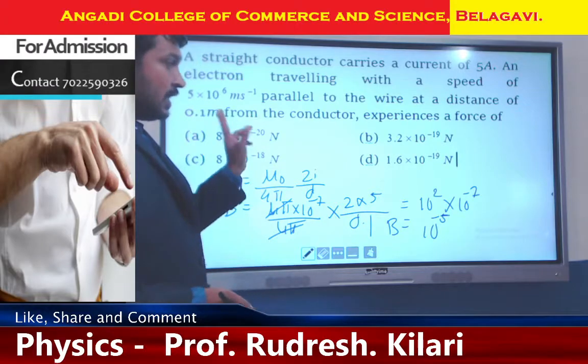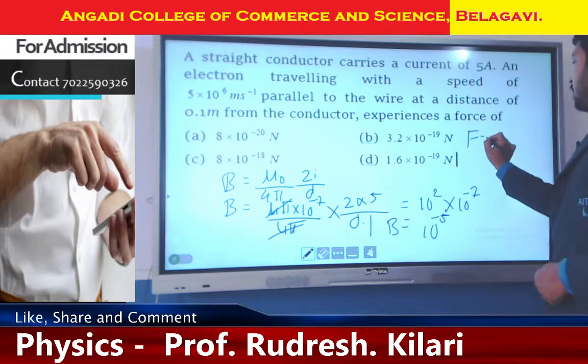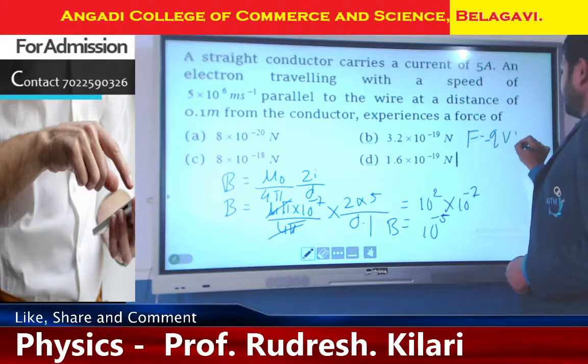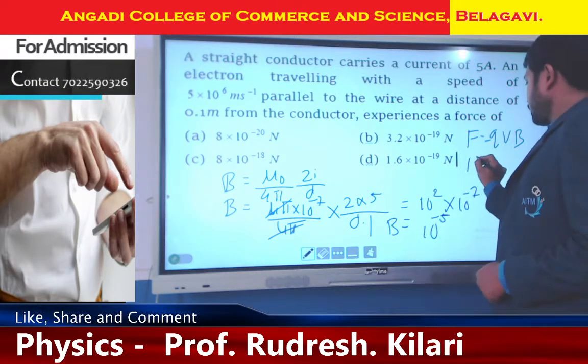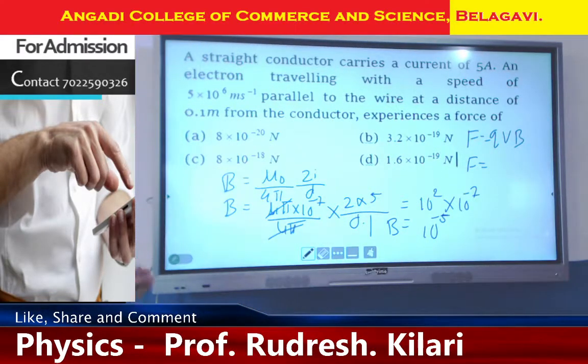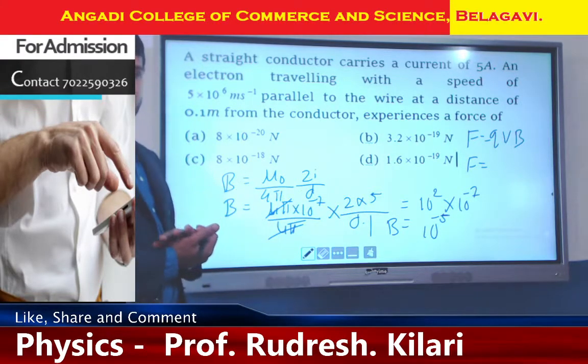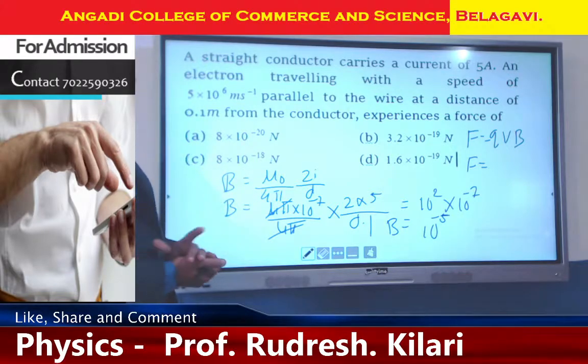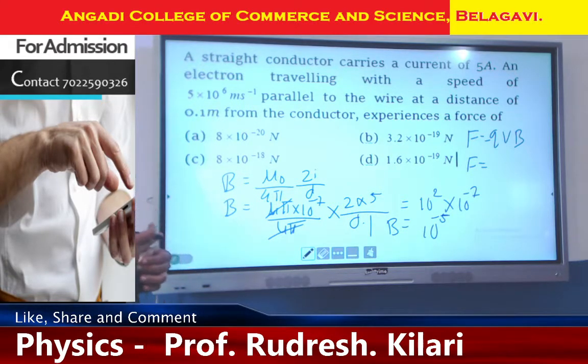Yes, but they are asking to calculate force. F equals QvB. Use Q to substitute the values. Here we got the B value. B equals how much we got? 10 to the power of minus 5. Q we know as well as V we know. By substituting 1.6 into 10 to the power of minus 19, and the velocity is how much? 5 into 10 to the power of 6. Okay, now again the value of B is 10 to the power of minus 5.